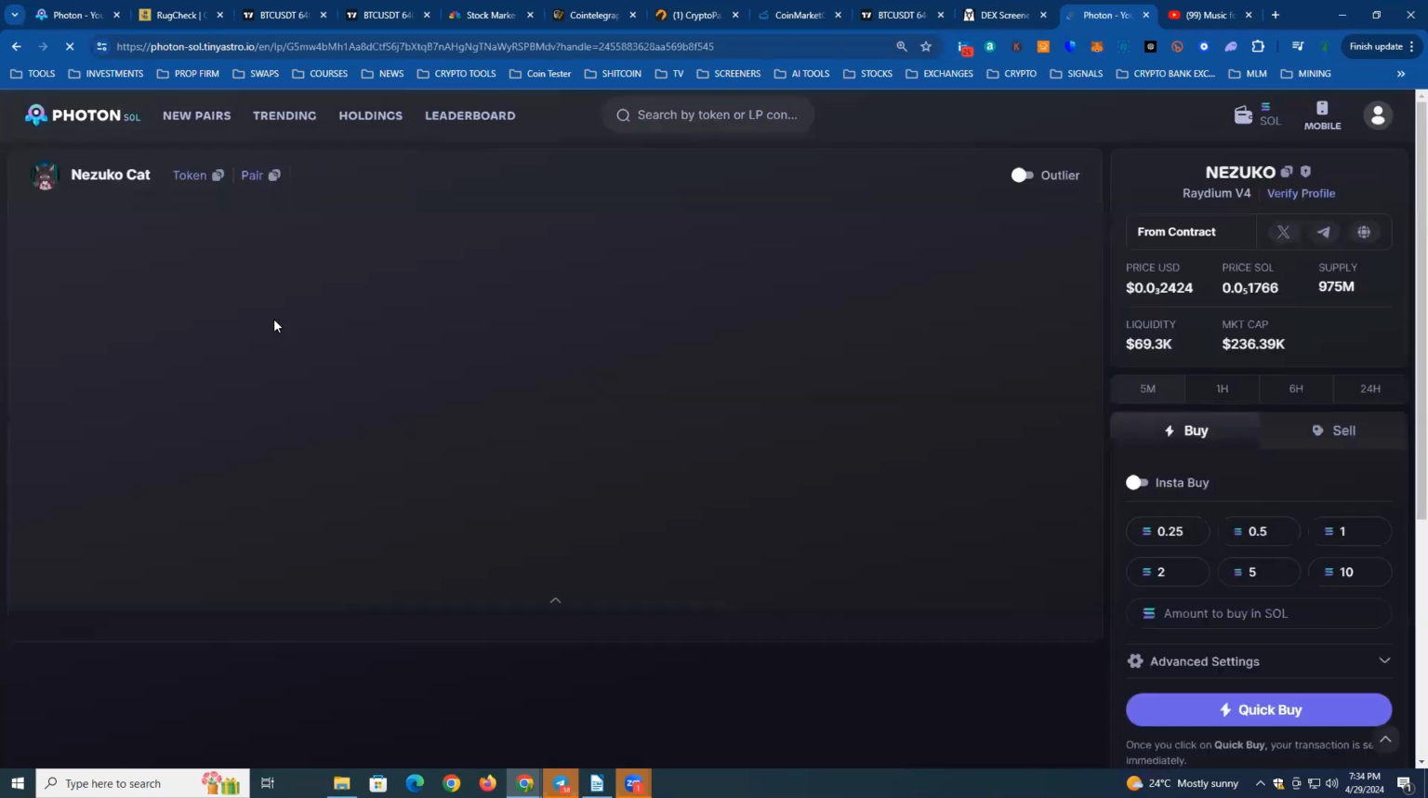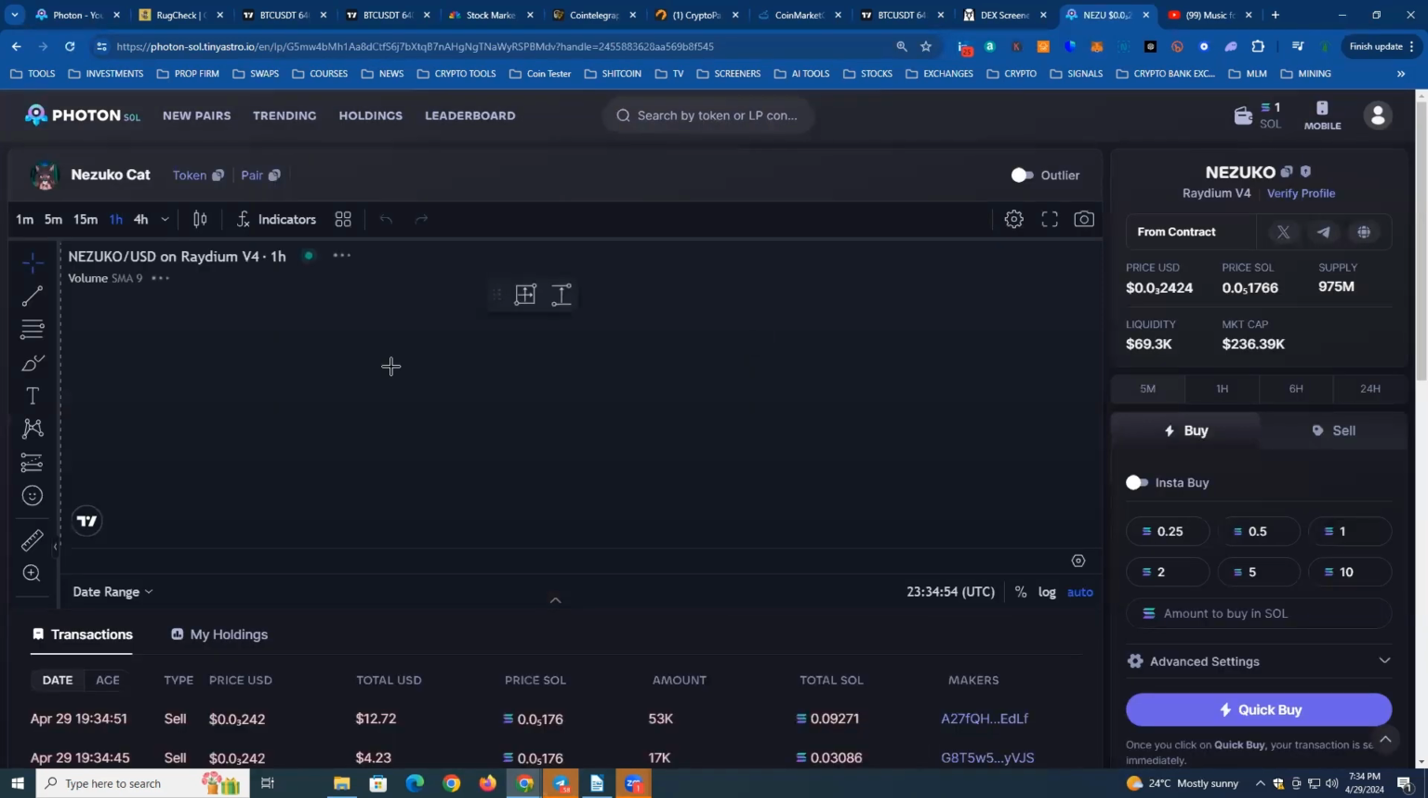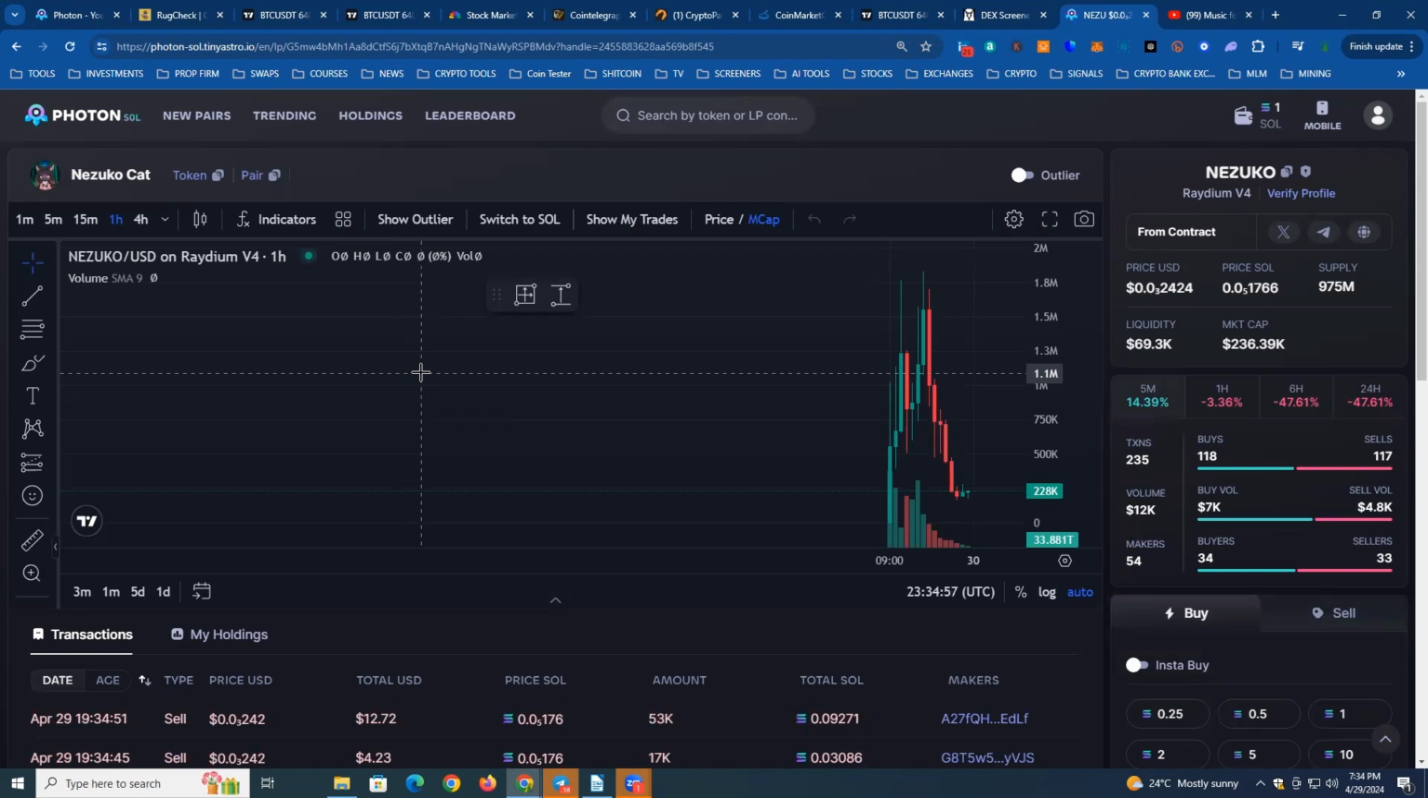If this was a coin that you wanted to explore further, you would simply click on its chart. And what will happen next is the chart of that particular coin will come up. Here we have the Nizuku chart. You want to ensure that in the area where it says price/market cap, the market cap is ticked. And to give you a clearer idea of what is happening with this coin, pay attention to the time frame right here in the upper left.